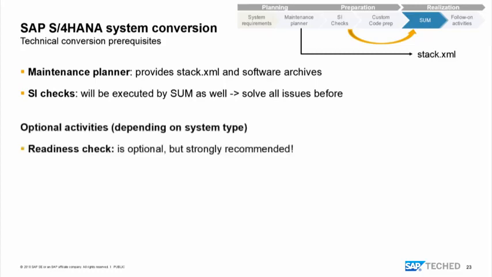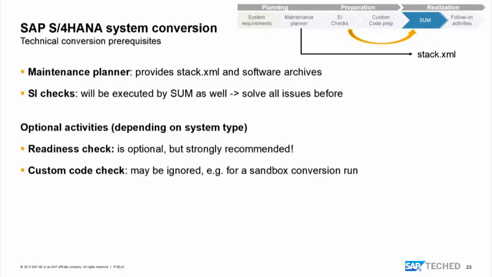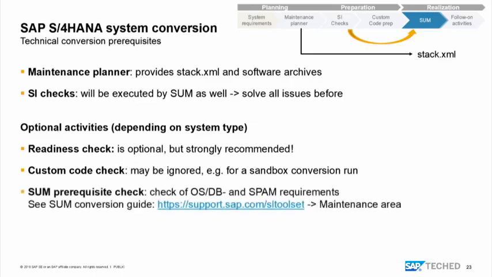Optional activities, depending on your system type: the readiness check is not required. The SUM tool will not ask you whether you have done the readiness check, but it is strongly recommended. Then custom code check. The SUM tool does not care whether or not you have adapted or checked your custom code. So for a sandbox run, you may just ignore custom code. You would like to see your sandbox can be converted, and you do not care about custom code, whether it works afterwards or not. Finally, as already mentioned, the SUM prerequisite check is optional, can be executed, and it is documented in the conversion guide. And it's mentioned in our CAA 261 hands-on as well.